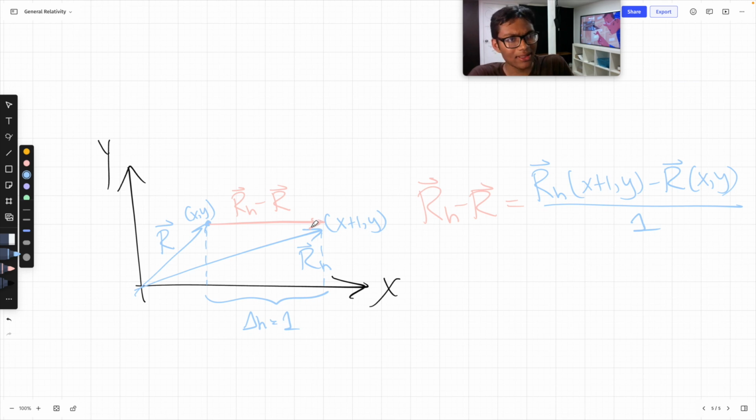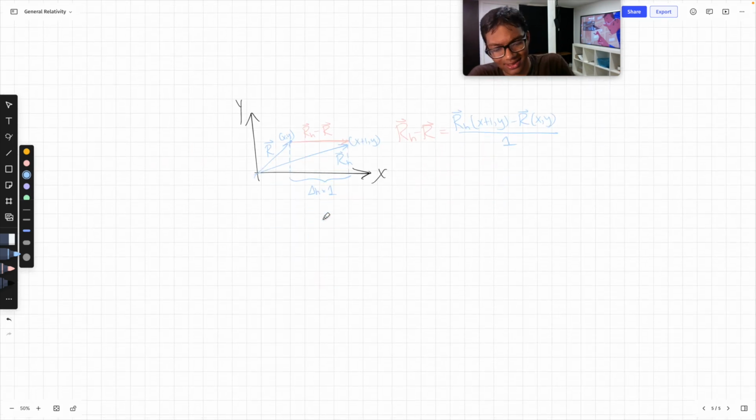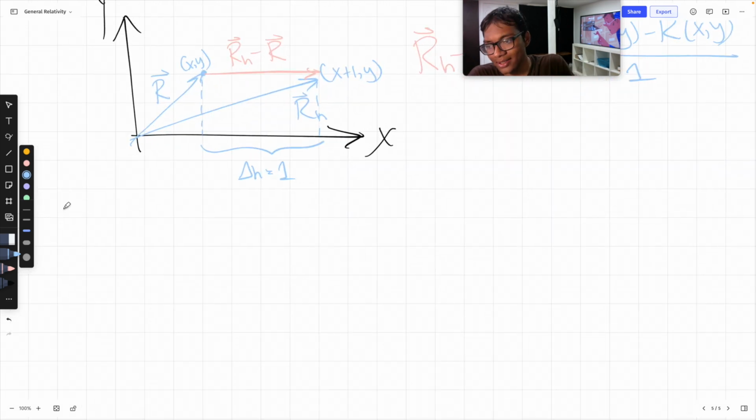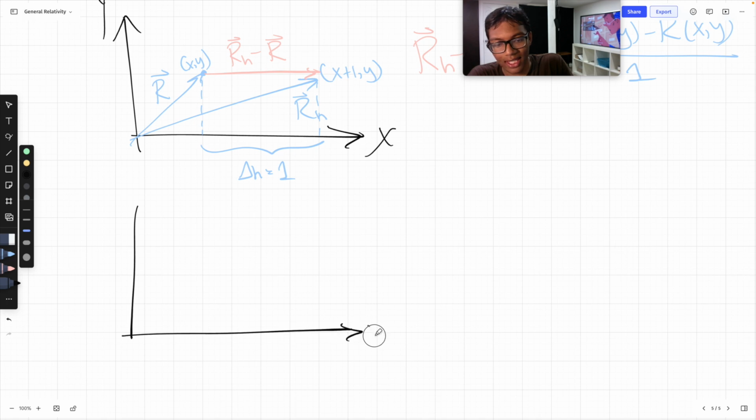Well, now let's take this a step further. Let's zoom out and take the same idea. Let's say we have another coordinate system once again. Here's my x-axis, here's my y-axis. And once again, I'm going to say that we have our two vectors r. But now, instead of drawing r sub h over here, I'm going to bring it a little bit closer to r. Okay, so here's r sub h now.